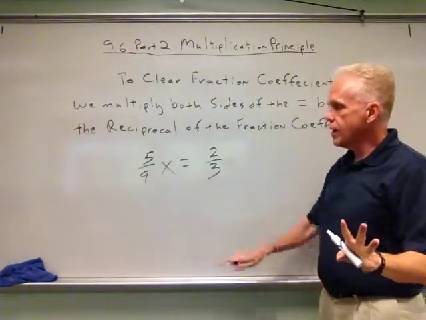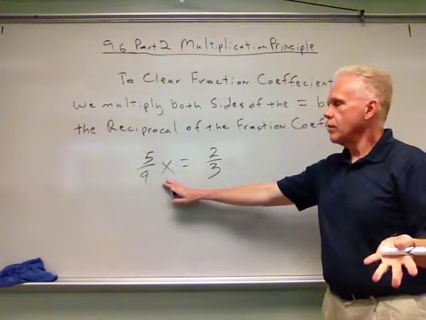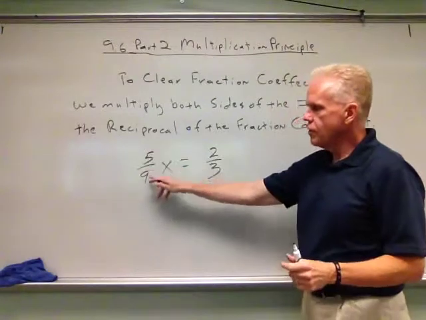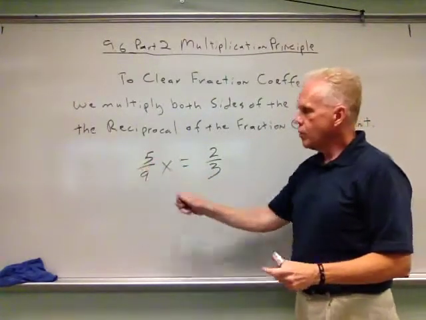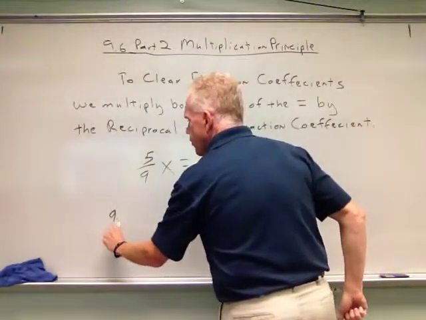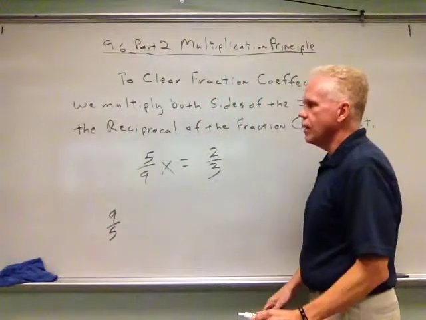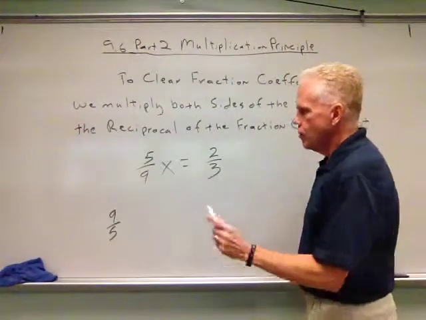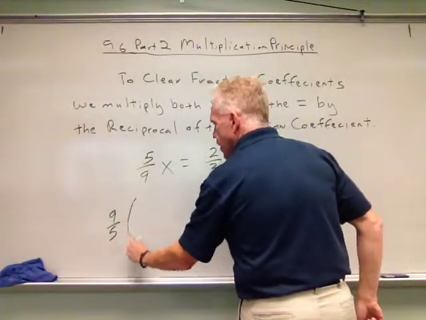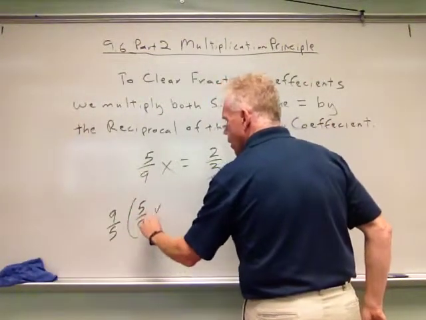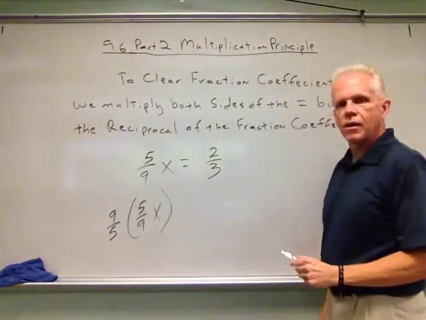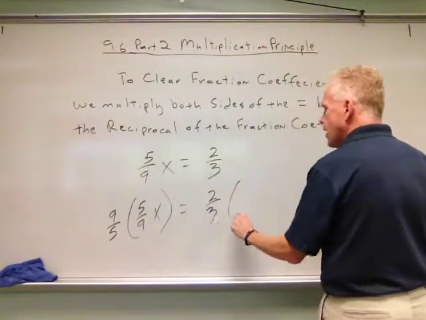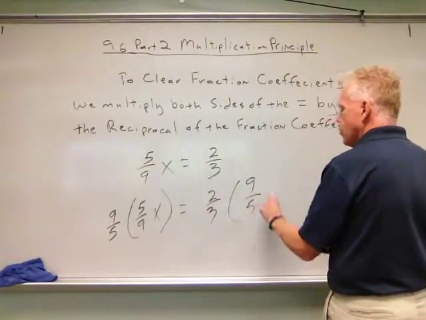Now remember, we're trying to get x by itself. That's really what we're trying to do. So what we're going to do, guys, is realize that the fraction coefficient is 5/9. So we're going to multiply both sides of this equation by 9/5. The reciprocal of 5/9 is 9/5. So we'll multiply this side of the equation by 9/5, and we'll come over here to this side of the equation and multiply it times 9/5 also.